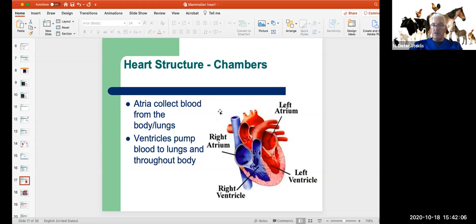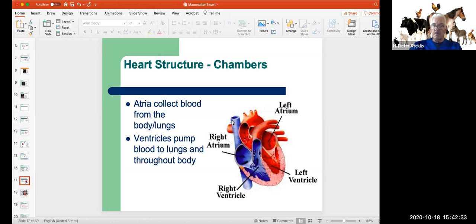It should be evident as well that what we're talking about in terms of the mammalian heart is a four-chambered heart. So the right side has two chambers. It has a right atrium and a right ventricle, and the left side has a left atrium and a left ventricle. The atria sit on top of the ventricles, as is pictured here.